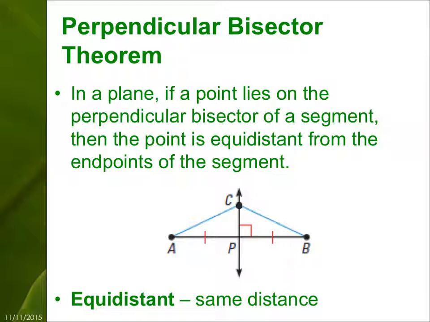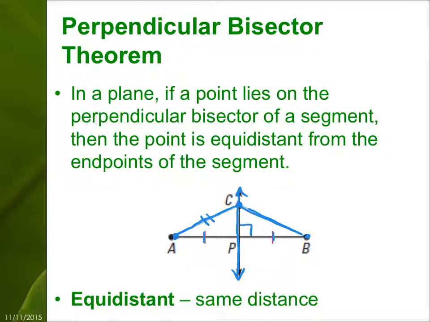Okay, so what this means is if you have a point on the perpendicular bisector, so my perpendicular bisector here is going to be the line CP. And the way that I can tell that this is a perpendicular bisector is notice it's got a right angle and that it's split the segment into two congruent parts. And what the perpendicular bisector theorem states is that if you have a point, so point C, that is on the perpendicular bisector, then that point will be equally distant from endpoint B as it is from endpoint A.